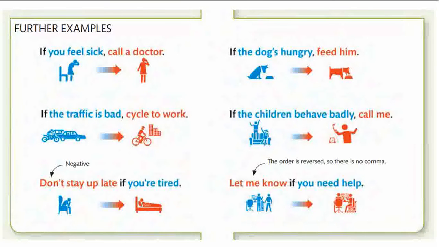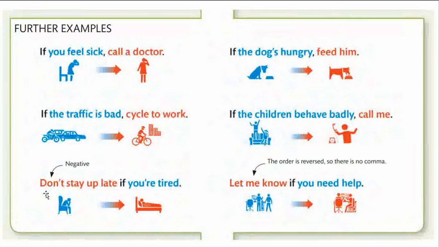Let us see certain examples with this kind of construction. If you feel sick, call a doctor. Call a doctor is the imperative. If you feel sick is the conditional clause, suggesting that if you feel sick, then you should call a doctor. So it is giving an instruction based on the condition. If the traffic is bad, cycle to work. Cycle to work is the imperative and it is set on the condition: if the traffic is bad. So the person is advised that if the traffic is bad, he should cycle to work.